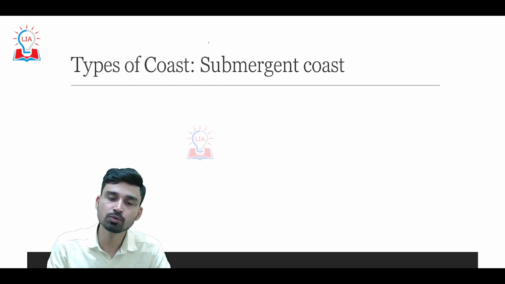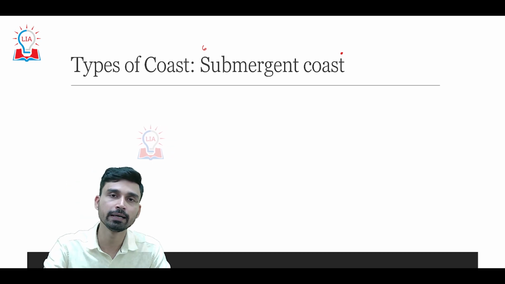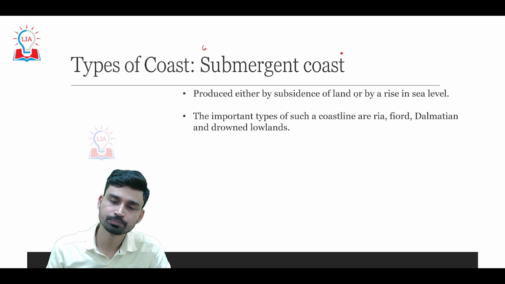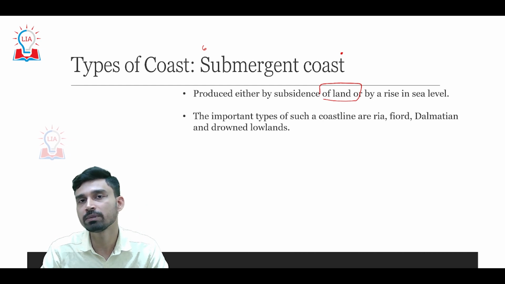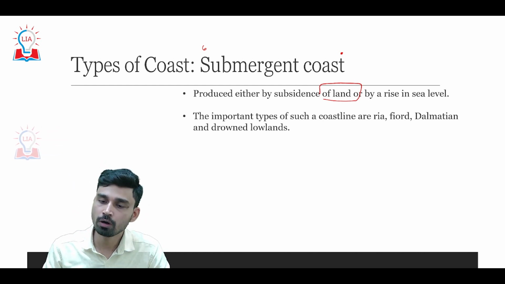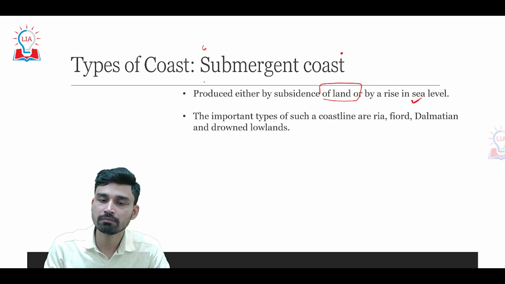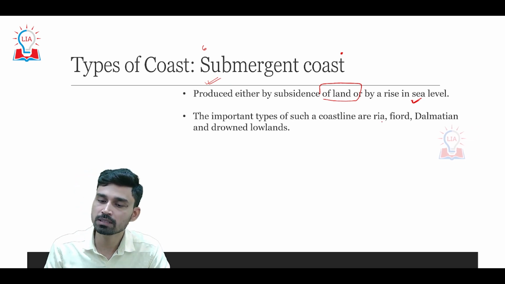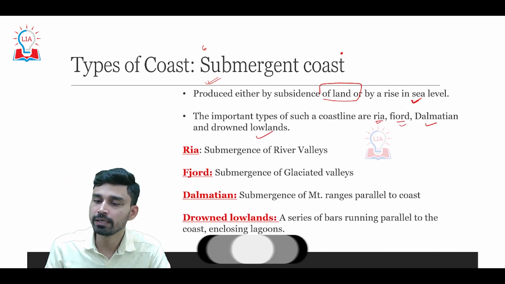On the other hand, we have also seen the development of submergent coasts across different regions of the world, including India. As is clear from the term itself, a submergent coast develops either when the coastal land is subsiding, which means that relative to it the sea level will rise, or directly by the rise in sea level when the glaciers are melting. The major landforms that you will see developing in submergent coasts are rias, fjords, the Dalmatian coast, as well as drowned lowlands. Now let us try to understand each of these in more detail.